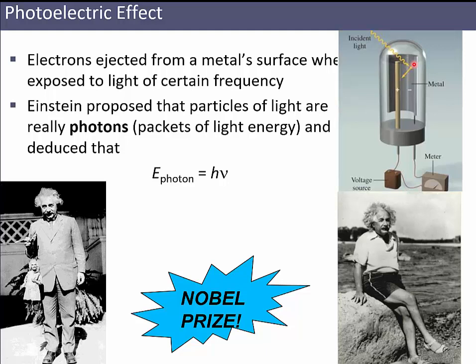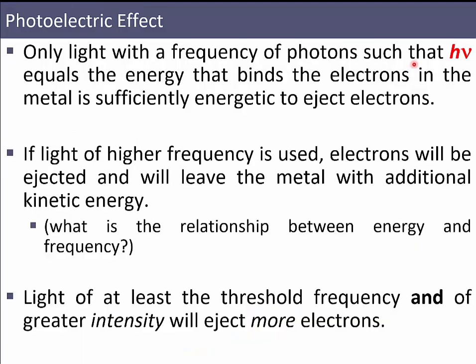So Einstein proposed that particles of light are really photons, which act like packets of light energy, and deduced that the energy of a photon is equal to h nu. And this is what he got his Nobel Prize for, not E equals mc squared, but for the photoelectric effect. Only when light has a photon frequency such that h nu is equal to the energy that binds the electrons to the metal is it sufficiently energetic to eject the electrons.